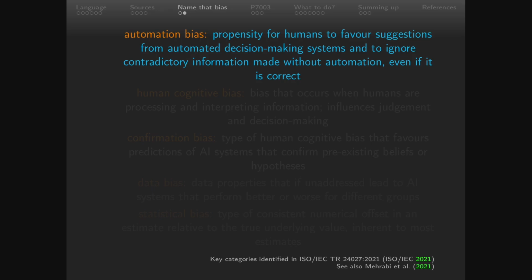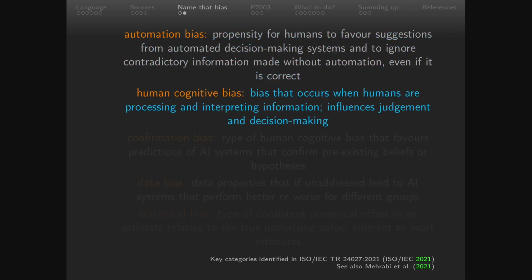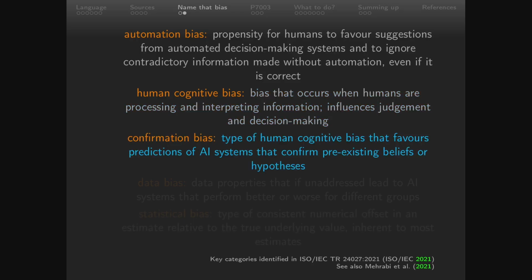So if we just look at a handful of these, which are taken again from 24027, one is automation bias, which is where the human says, well, that's okay, the machine said do this, that's fine. And they will tend to ignore contradictory information, even if that's correct. We've got all of those human cognitive biases, which affect our judgment and our decision making. We've just talked about those. We've got confirmation bias. Does what we're getting out fit with what we thought it ought to come out? In which case, okay, let's go with that. It confirms what I thought it ought to say, rather than being offered something that's contrary to our expectations and stopping to think, well, maybe that could be right.